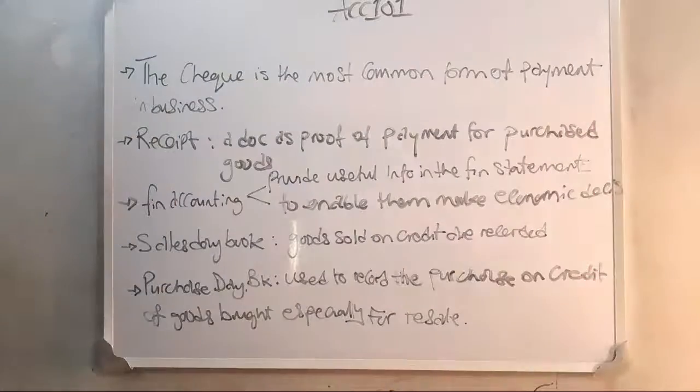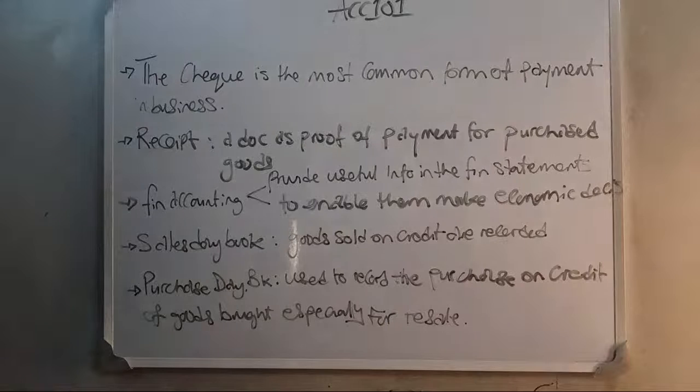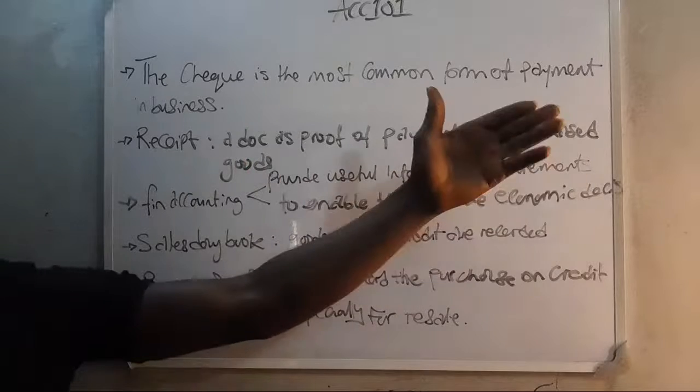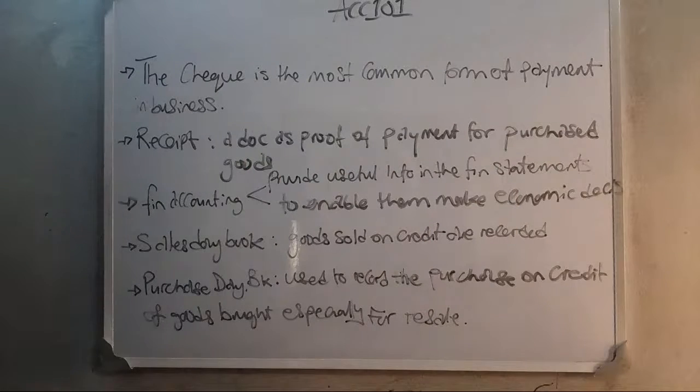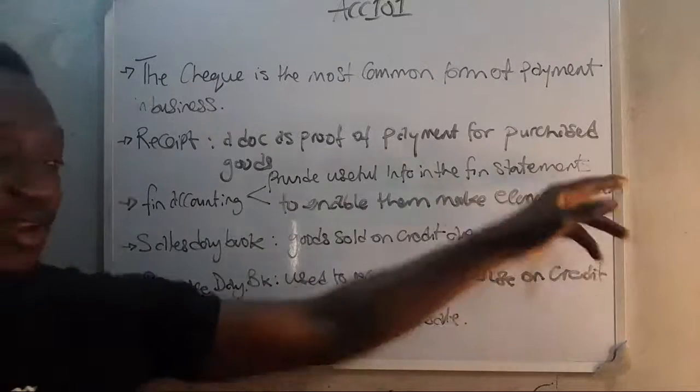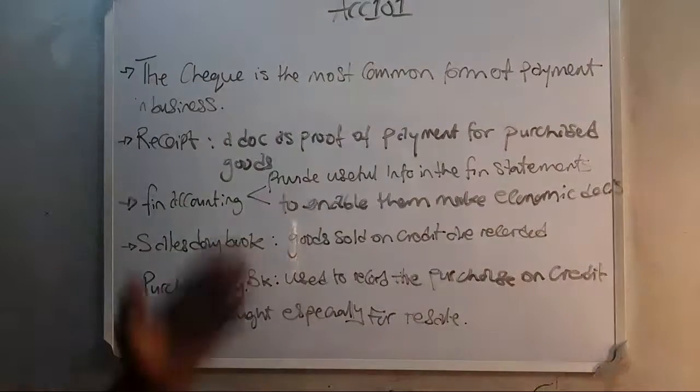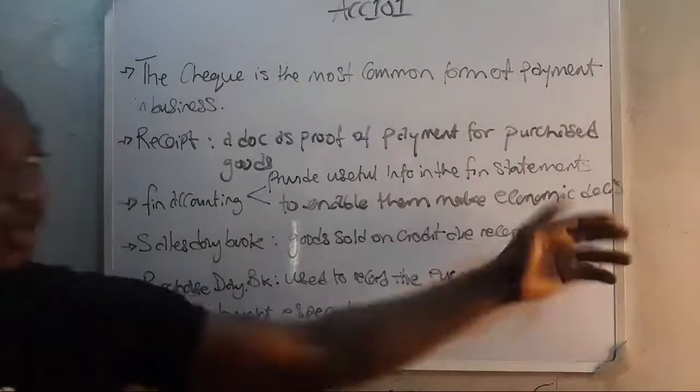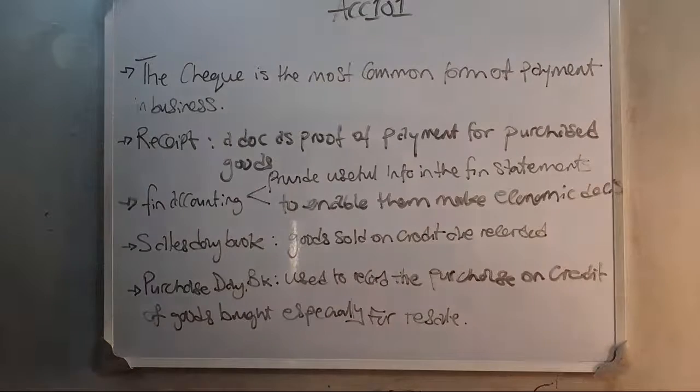So we have the check, which is the most common form of payment in business, and we have the receipt, which is a document as a proof of payment. It's required by the law that when goods are being paid for in cash, there should be a document of proof, which is the receipt. And we have something called the term financial accounting. It provides useful information in the financial statements, which is used to make economic decisions by the users of the financial statements.